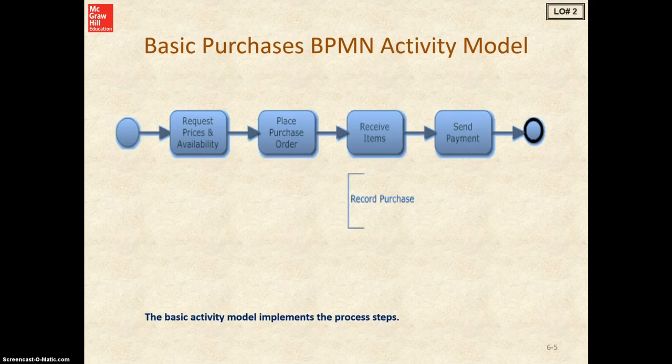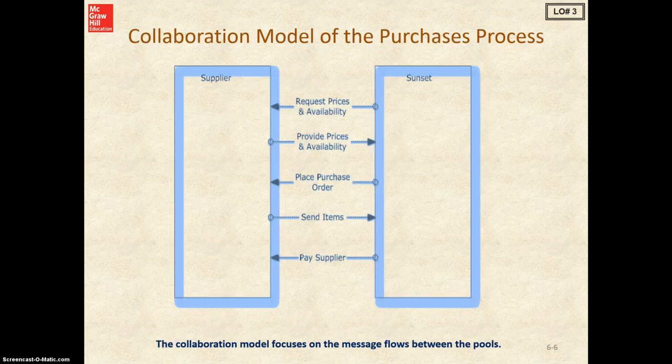Basic purchases BPMN activity model. Request prices and availability, place purchase order, receive items, and then send payment. We record the purchase when we receive the items. So if we have a swim lane model here, we have Sunset and the suppliers, and you can see the back and forth here. Sunset requests prices and availability, the supplier provides prices and availability to Sunset. Sunset places order, sends that to the supplier, the supplier sends items to Sunset, and then Sunset sends payment to the supplier.